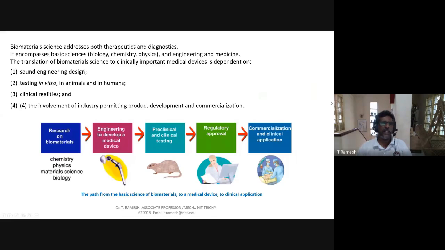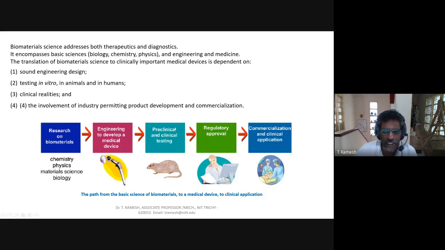Biomaterial science addresses both therapeutics and diagnostics. This is the path from the basic science of biomaterials to a medical device to clinical applications. Research on biomaterials requires knowledge of chemistry, physics, material science, and biology. Then knowledge of engineering is required to develop a medical device.